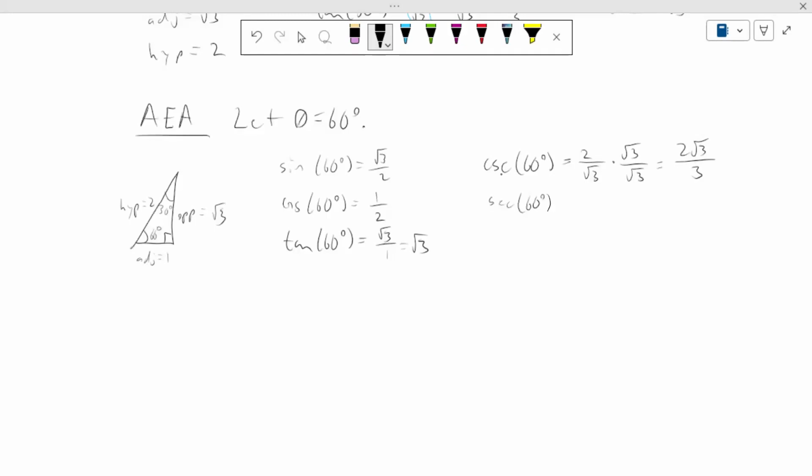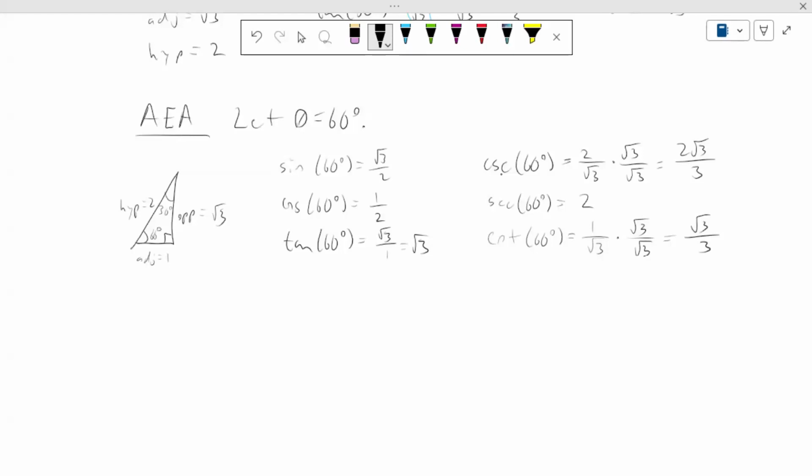Secant of 60 degrees will be equal to the reciprocal of cosine, which is 2 over 1, which is 2. And then cotangent of 60 degrees is the reciprocal of tangent, which is 1 over the square root of 3. We're going to rationalize it, so we get square root of 3 over 3. Okay, and there we have it. So there's your active engagement assignment. Any questions on that, by the way?